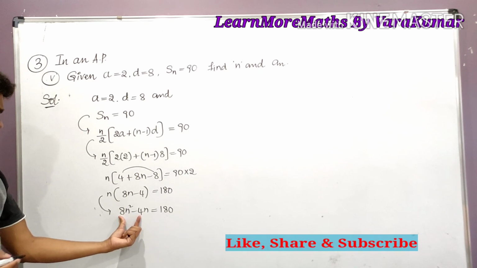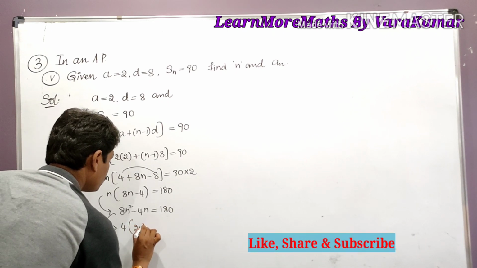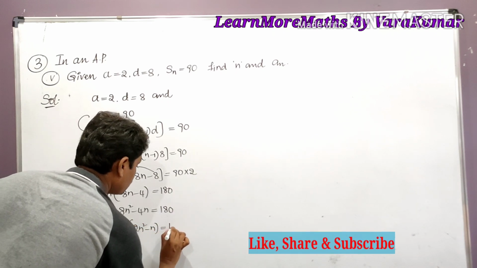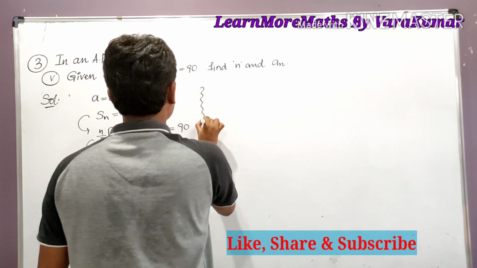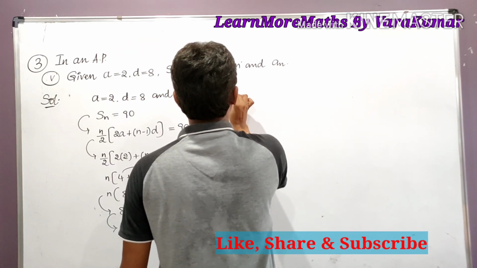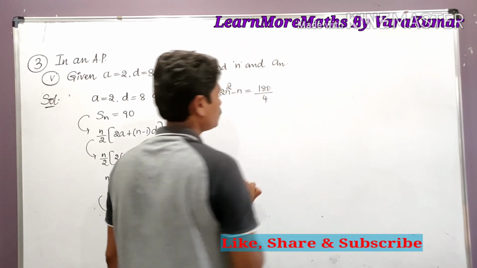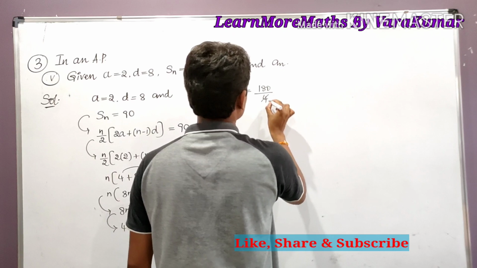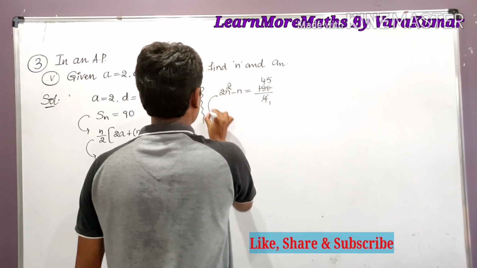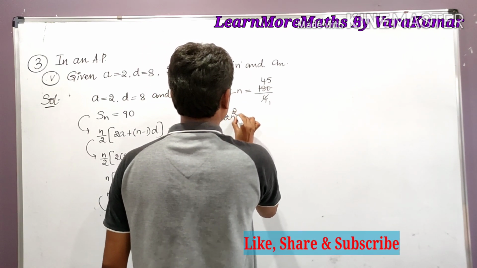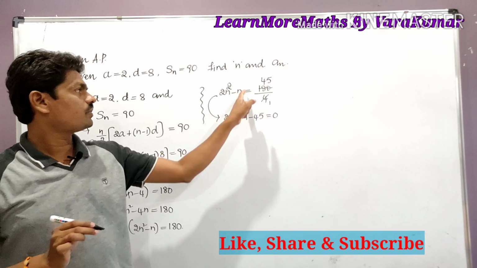So here 4 is common, student, I am taking 4 common. So 4 into (2n square minus n) is equal to 180. Take 4 to the right side. So what we get, on the left hand side, 2n square minus n is equal to 180 divided by 4, student. So cancel by 4: 4 ones, and 4 4s are 16, 20, 4 5s are 20. So now it becomes 2n square minus n minus 45 is equal to 0.